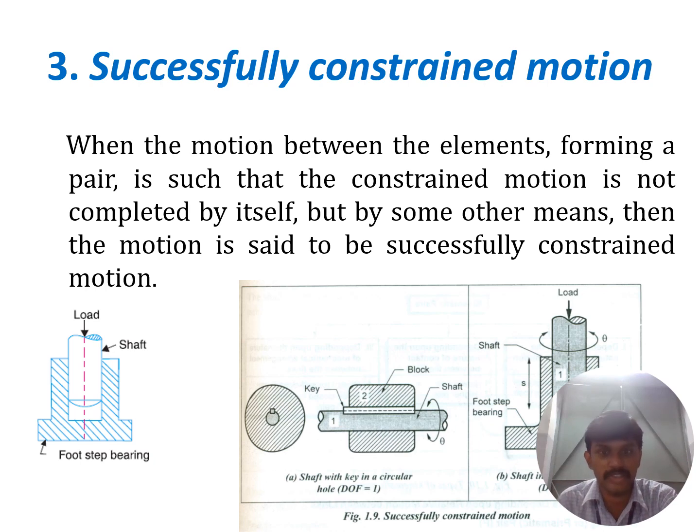The next one is successfully constrained motion. Successfully constrained motion means, if a shaft with some load is inserted into a footstep bearing, it cannot rotate, so only upward and downward movement is there. That is successfully constrained motion. So when the motion between the two elements forming a pair is such that the constrained motion is not complete by itself, but is achieved by applying some load to the shaft, that is successfully constrained motion.